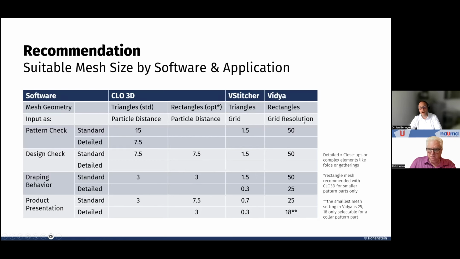In Vidya, we only have rectangles, and Vidya uses grid resolutions. For the easier parts of the simulation, 50, and for more detailed parts, it should go up to 25 or even 18. The smallest mesh size, for example, in Vidya is 25, and 18 is only selectable for the color pattern part. So you basically have to modify the pattern size with your garment. For CLO, rectangle mesh is recommended with CLO 3D for smaller pattern parts only. If you use larger pattern parts, stick with triangles. If you go for smaller parts, you might change to rectangles.